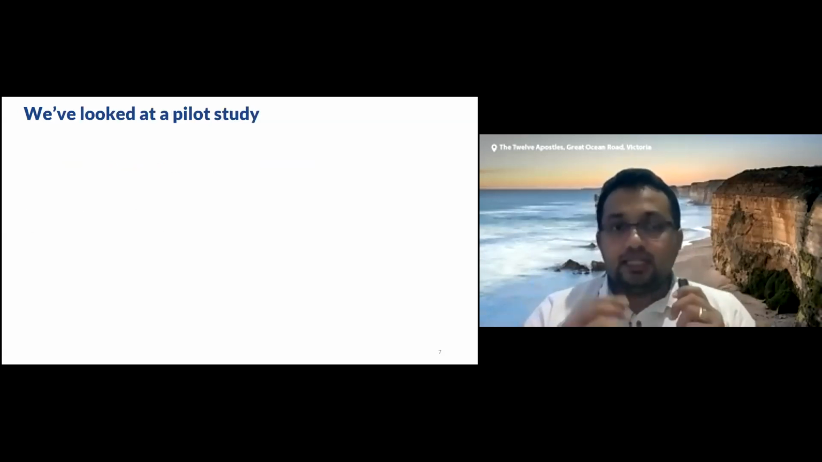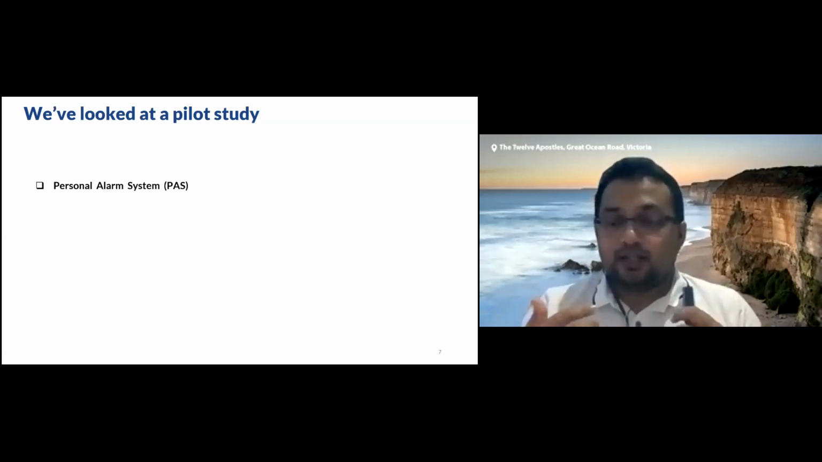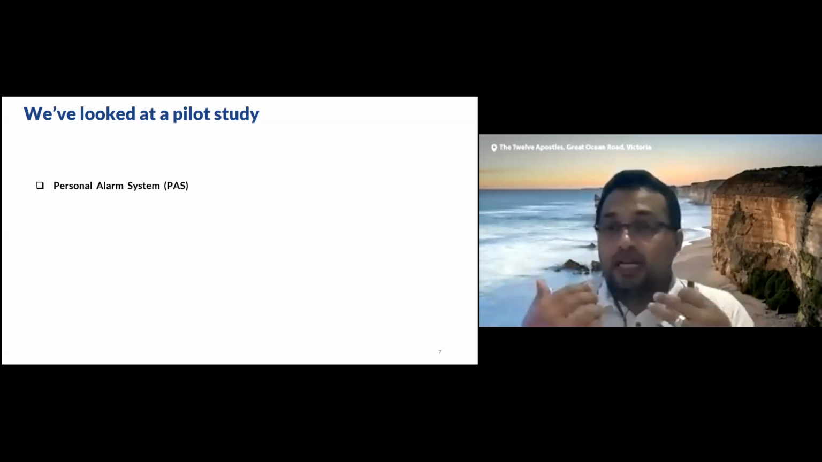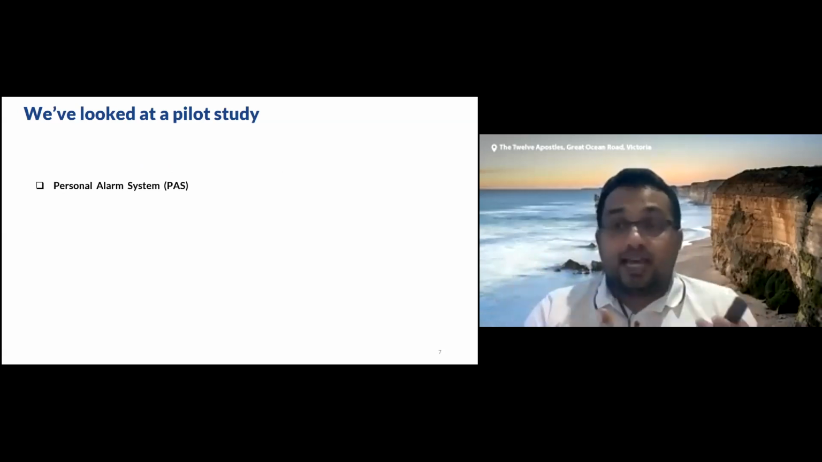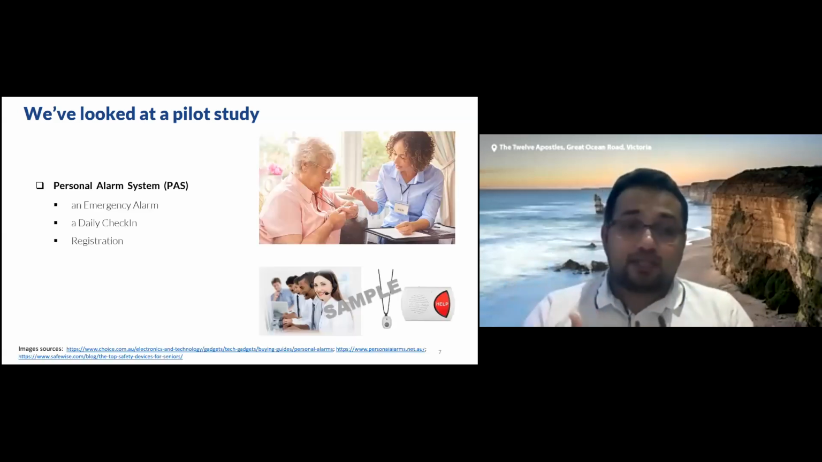This is about a personal alarm system that elderly persons or patients normally could wear, a pendant which has a button. Then you can press the button if there is some kind of emergency. We took this case study from the literature. It has three basic functionalities.